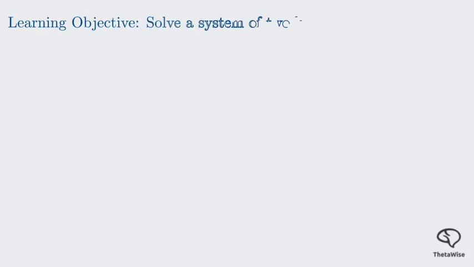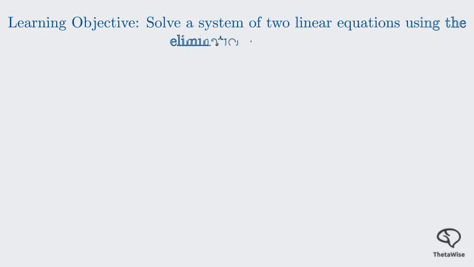Hello, today we're going to learn a powerful technique for solving systems of linear equations. By the end of this video, you will be able to solve a system of two linear equations using the elimination method. A system of linear equations is just a set of two or more linear equations that we want to solve at the same time. The solution is the point where all the lines intersect.